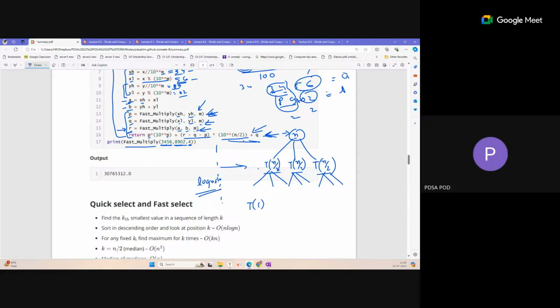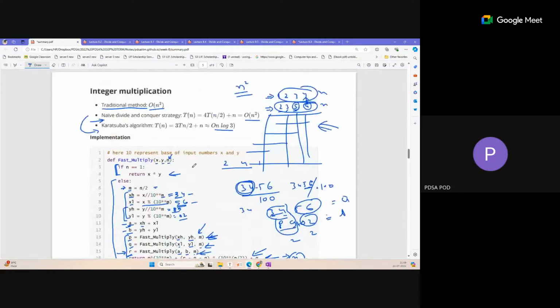Okay, log n steps you will reach at the last level. Now, what will be the complexity of this? Here it will not be n log n, because this time we are calling 3 times. So this recurrence relation will work as T(n) = 3T(n/2), plus the additional work.